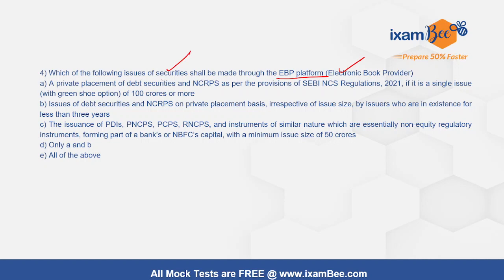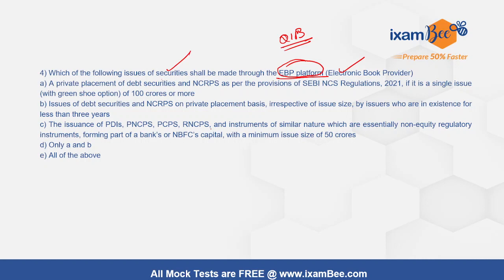The eligible participants that can participate in the issue process on the EBP platform are qualified institutional buyers, and other than qualified institutional buyers, any other person or buyer authorized to participate in the particular issue on the EBP platform can also be included, right?